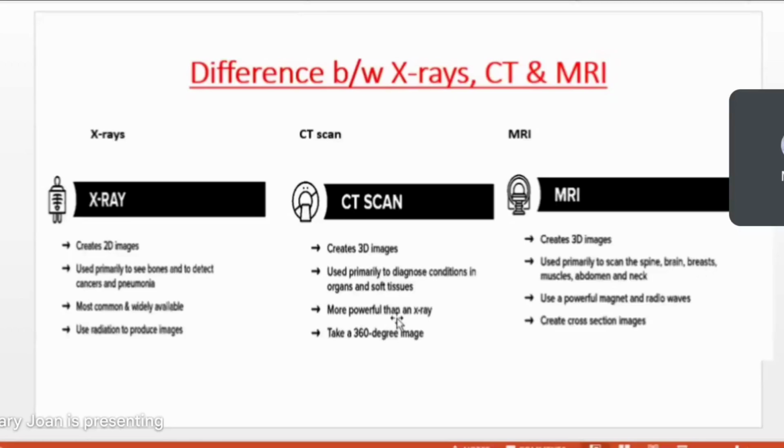And as we have seen, it takes a 360-degree image. It can take an image in any angle, oblique or any other angle which we need, and there we will get the three-dimensional information in that particular angle. We can take an oblique view in X-ray machines also. But the information which we get out of it is 2D, while we have 3D information in CT scan. And MRI we have already discussed.